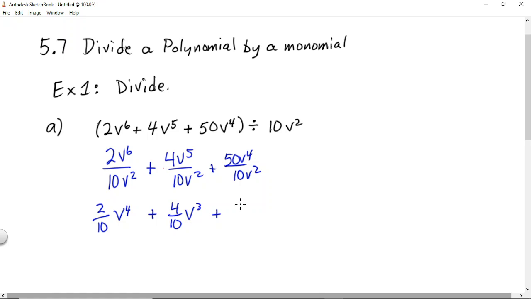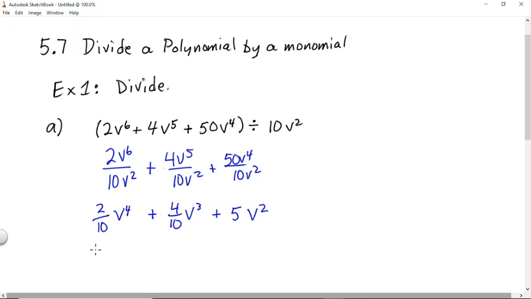And the last one, we have 50 divided by 10. Well, let's just go ahead and simplify. That's 5, right? And for the variable, v to the 4th divided by v squared, subtract exponents. And so the exponent that we have is 2. 4 minus 2 is 2. So that's just about it.